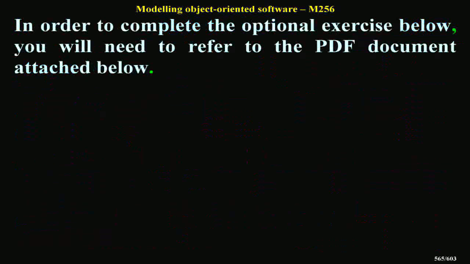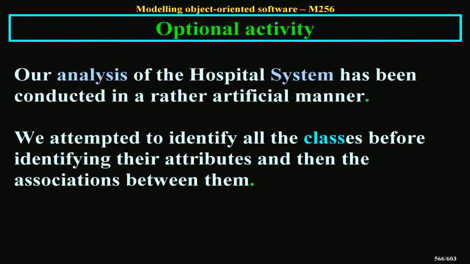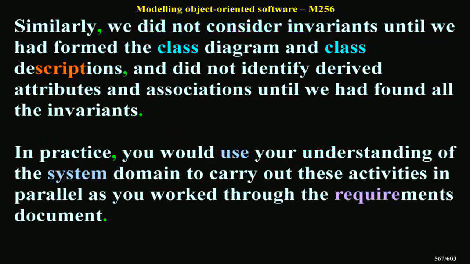In order to complete the optional exercise below, you will need to refer to the PDF document attached below. Optional activity. Our analysis of the hospital system has been conducted in a rather artificial manner. We attempted to identify all the classes before identifying their attributes and then the associations between them. Similarly, we did not consider invariance until we had formed the class diagram and class descriptions, and did not identify derived attributes and associations until we had found all the invariants.